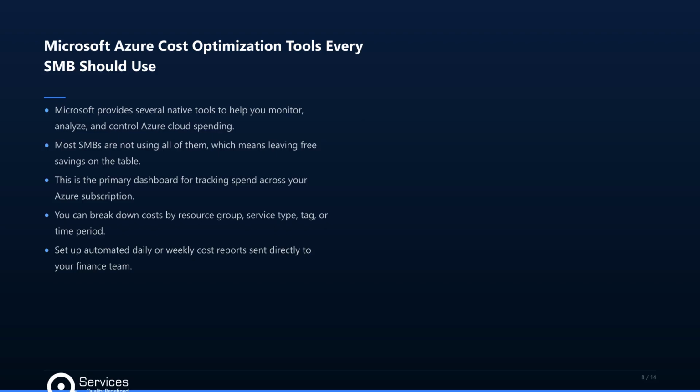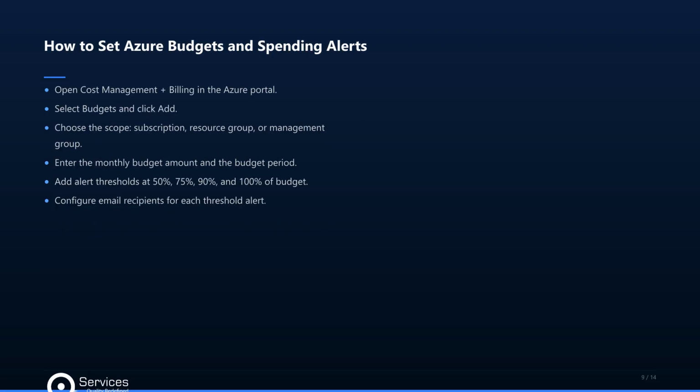How to set Azure budgets and spending alerts. Setting budget controls in Azure is a 2-part process. Create a budget, then attach alert thresholds to it. To create a budget in Azure, open Cost Management plus Billing in the Azure portal. Select Budgets and click Add. Choose the scope: subscription, resource group, or management group. Enter the monthly budget amount and the budget period. Add alert thresholds at 50%, 75%, 90%, and 100% of budget. Configure email recipients for each threshold alert.